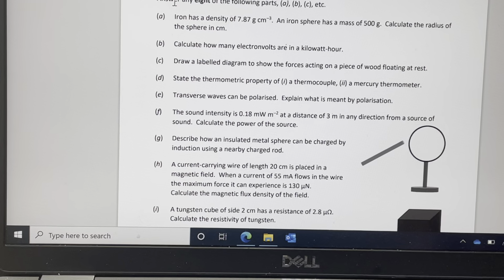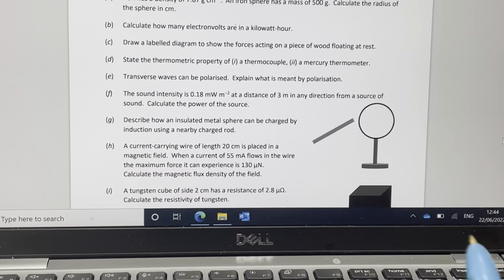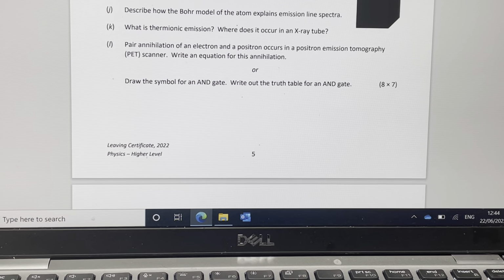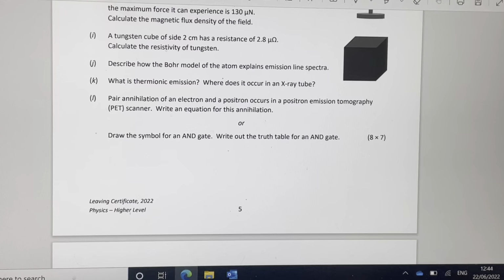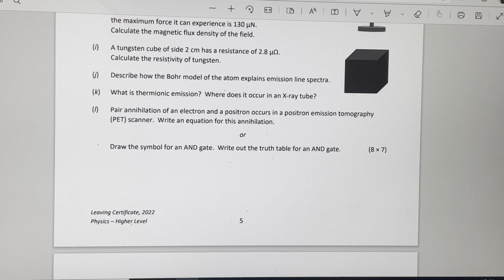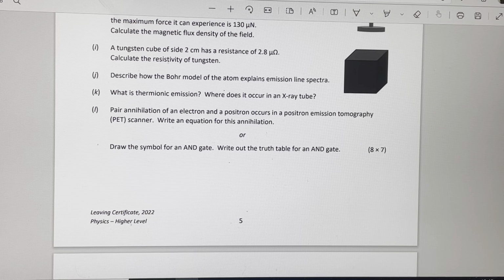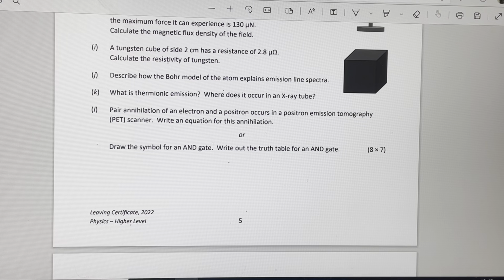So, a tungsten cube of side 2 centimeters. Okay, so it's a cube. Great. So we're given the dimensions of it. That's nice. So we can get the volume. It has a resistance of 2.8 micro ohms. Calculate the resistivity.